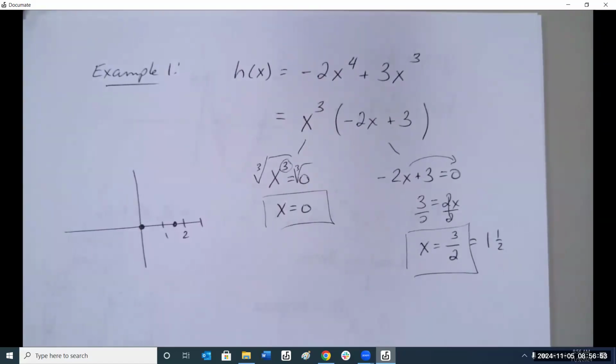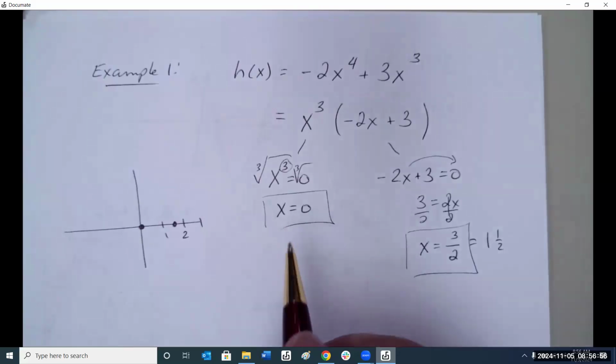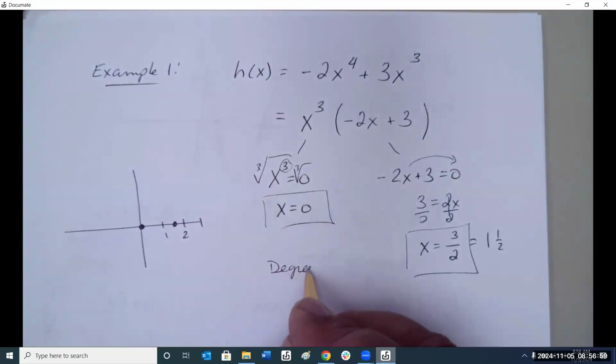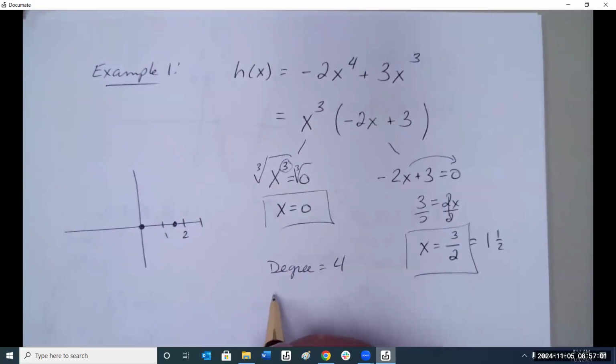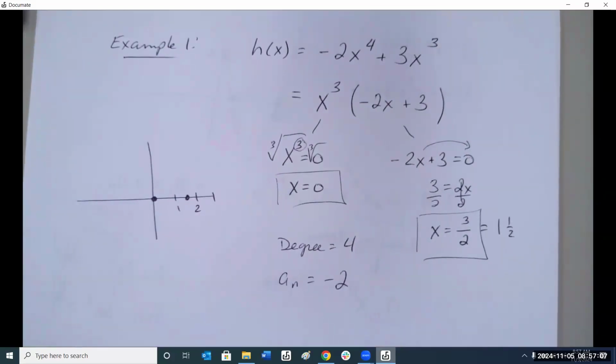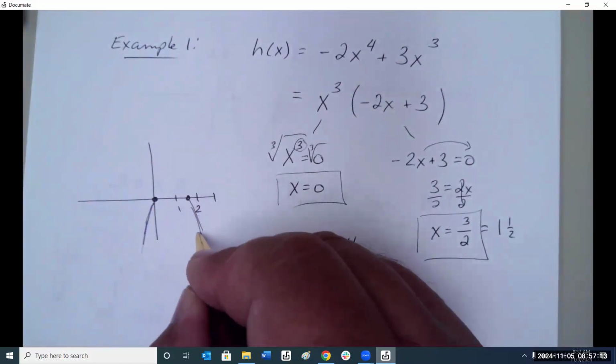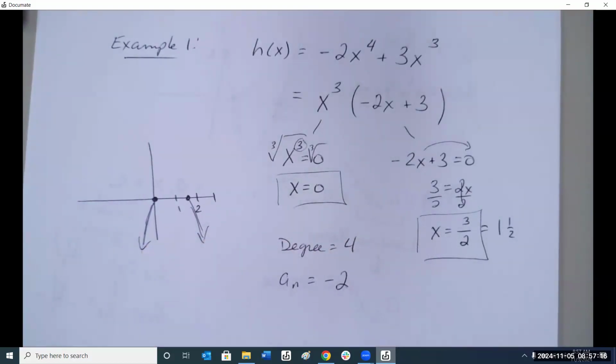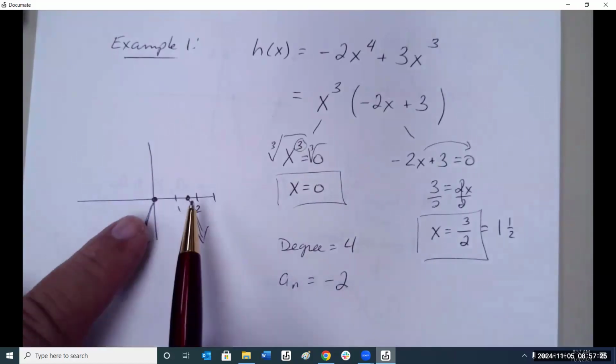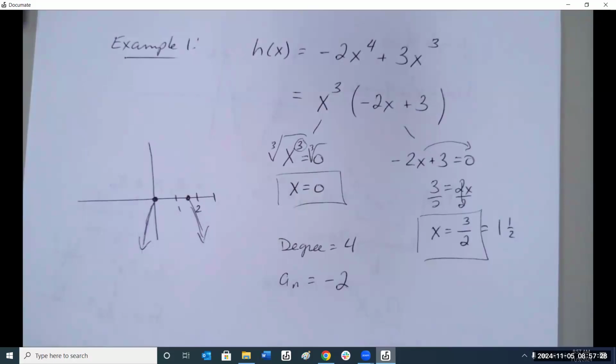What do we know about this? Degree is 4, and a sub n is negative 2. They go the same direction, down. So we know from the end behavior, the graph has to look like this. Because remember, once we find all the x-intercepts, we just look at the outer two, and from there, our graph goes that direction. Now, what happens in the middle?